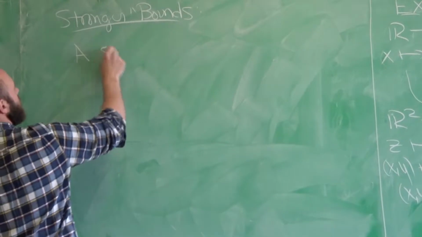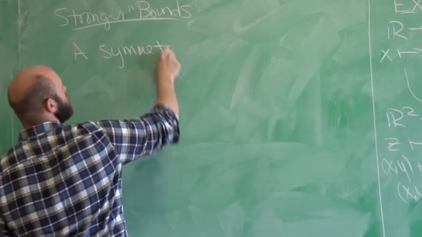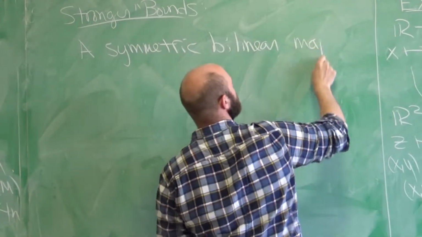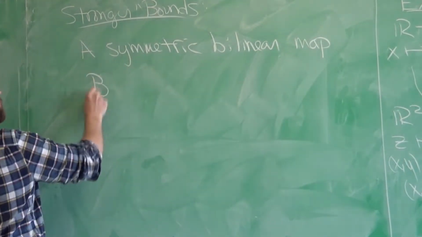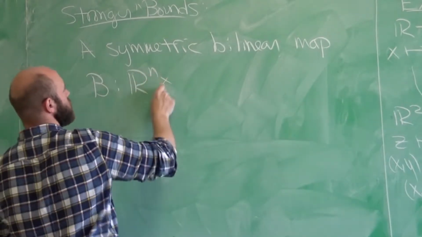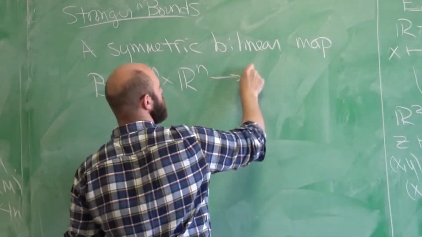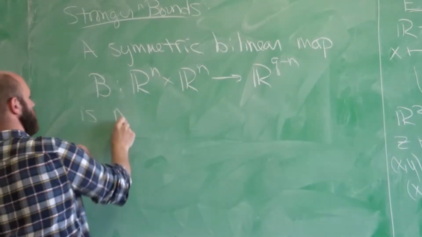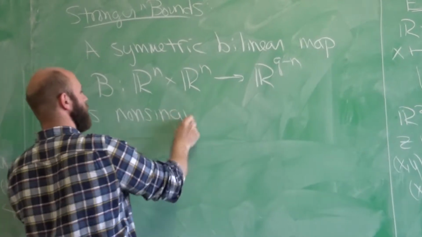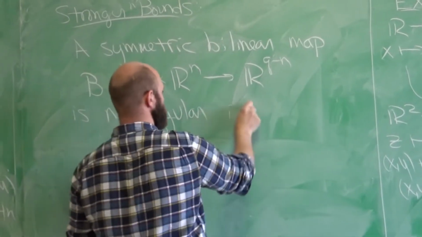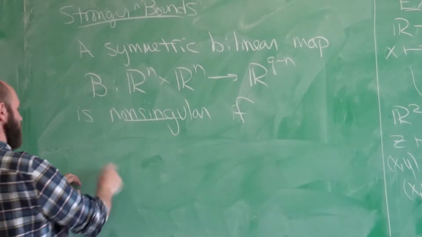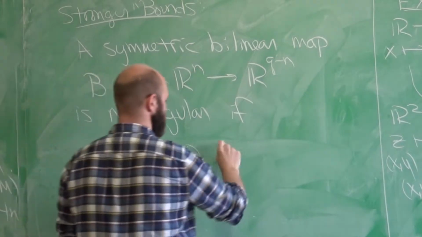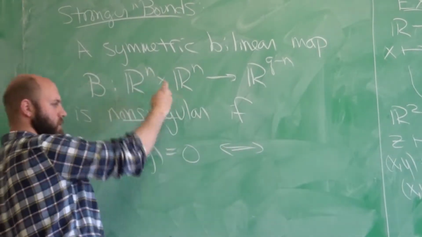A symmetric bilinear map is called non-singular if it has this property. The only way to get 0 is if one of your factors is 0.